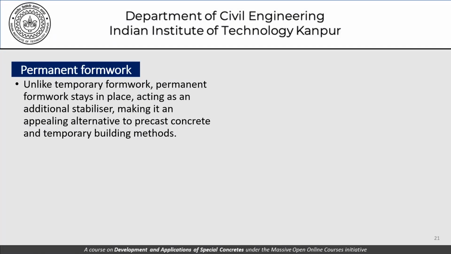There is this concept of permanent formwork. Now, what is permanent formwork? We have to view this against the temporary formwork, which we normally use as far as concrete construction is concerned. So let me reiterate that as far as concrete construction is concerned, we use a formwork, cast the concrete against that, and then once it has hardened and so on, we remove the formwork and we use it somewhere else.